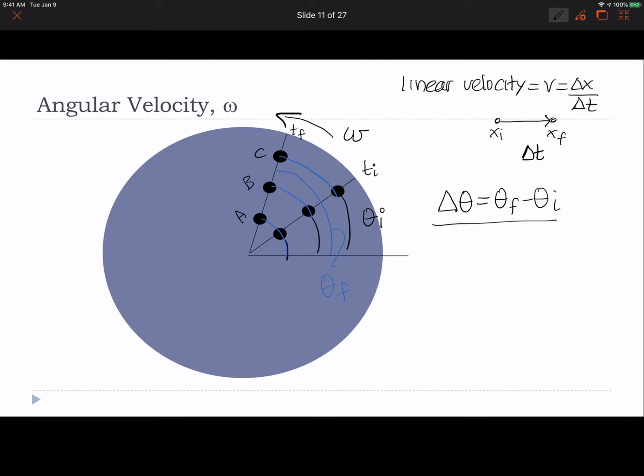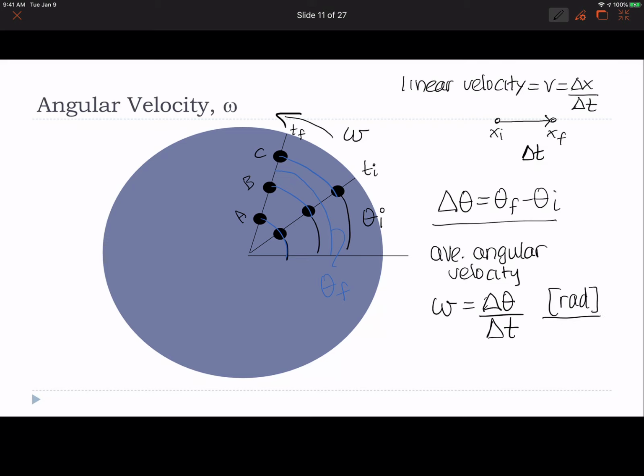So we can define the average angular velocity as the angular displacement, the angle that it goes through, over the time interval. And so in terms of units, the standard for the angle would be radians over time. So the angular velocity is going to have units of radians per second.